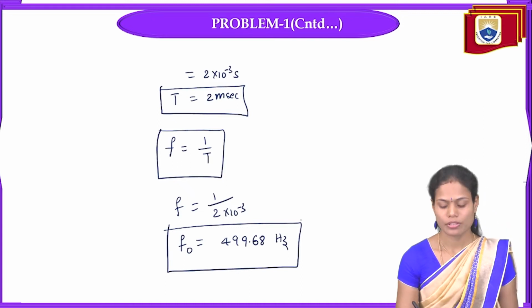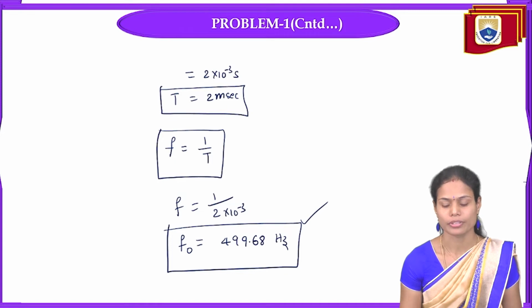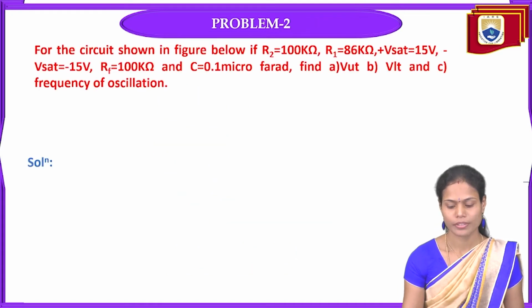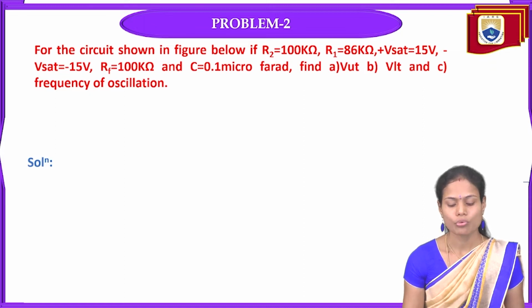So this is the frequency of oscillation for the given parameters of the astable multivibrator. With almost 500 Hertz frequency, signals can be generated from the given astable multivibrator circuit. Now, coming to the second problem, for the circuit shown in the figure below, I'll show the figure now.